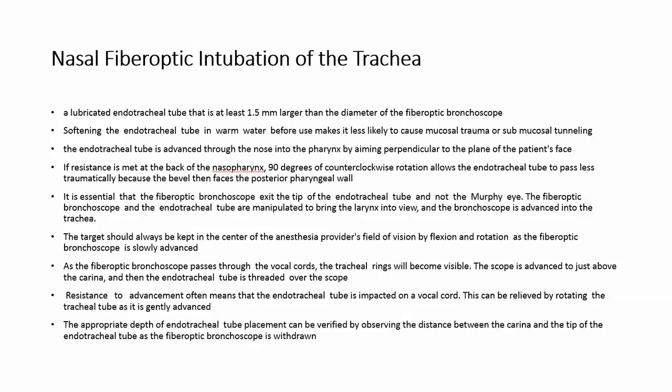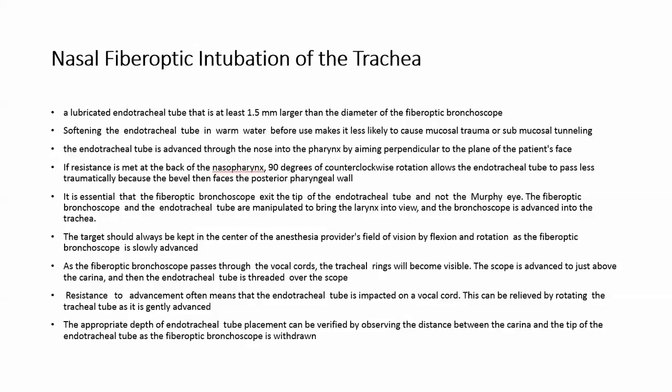The fiber optic bronchoscope and the endotracheal tube are manipulated to bring the larynx into view, and the bronchoscope is advanced into the trachea. The target should always be kept in the center of the field of vision by flexion and rotation as the fiber optic bronchoscope is slowly advanced. As the bronchoscope passes through the vocal cords, the tracheal rings will become visible. The scope is then advanced just above the carina, and the endotracheal tube is threaded over the bronchoscope.